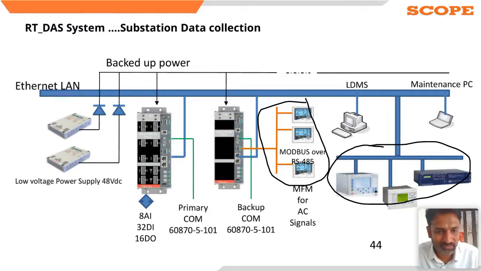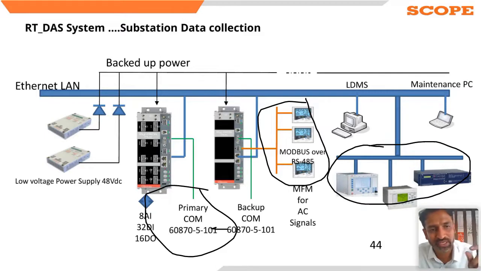This is the communication where we are using 101 and 104. We are using 104 here, and normally we put one SIM card inside, nearest to the RTU. We are using the modem, and that modem will send this collected data to the control center. This is the arrangement we have done in the panel at the substation end.